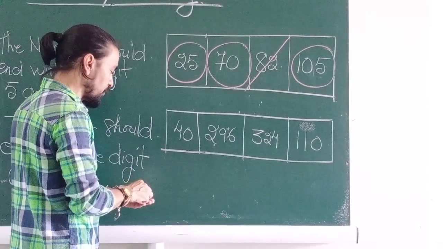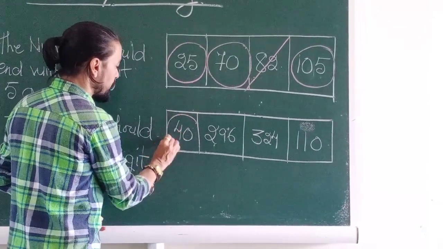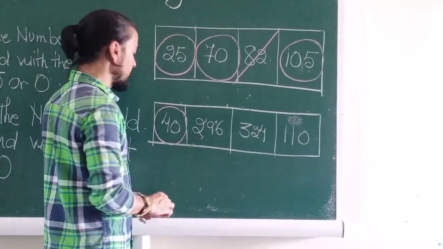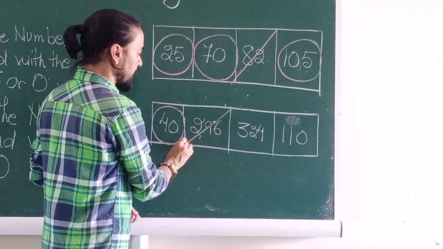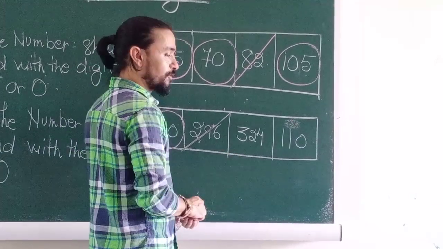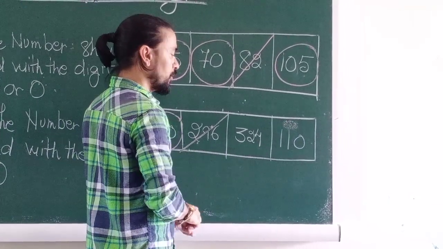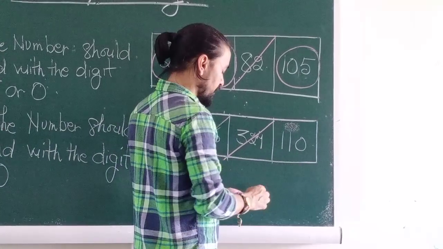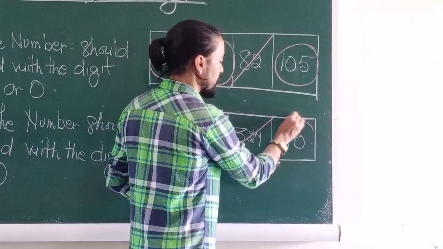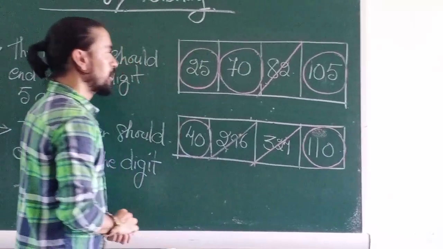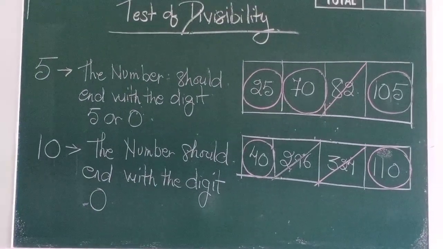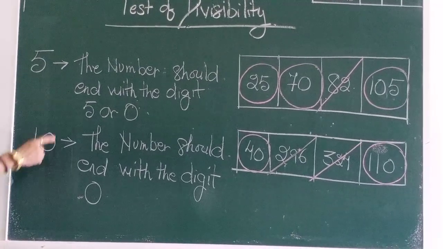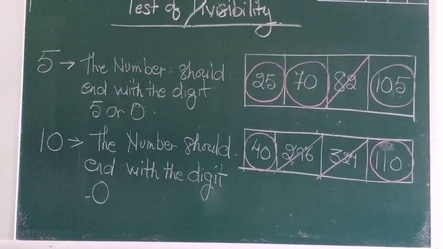40 ending with 0, yes, divisible by 10. 296 ending with 6, no, not divisible by 10. 324 ending with 4, no, not divisible by 10. 110 ending with 0, yes, divisible by 10. So these are the two concepts of how to find out whether a number is divisible by 5 or divisible by 10.